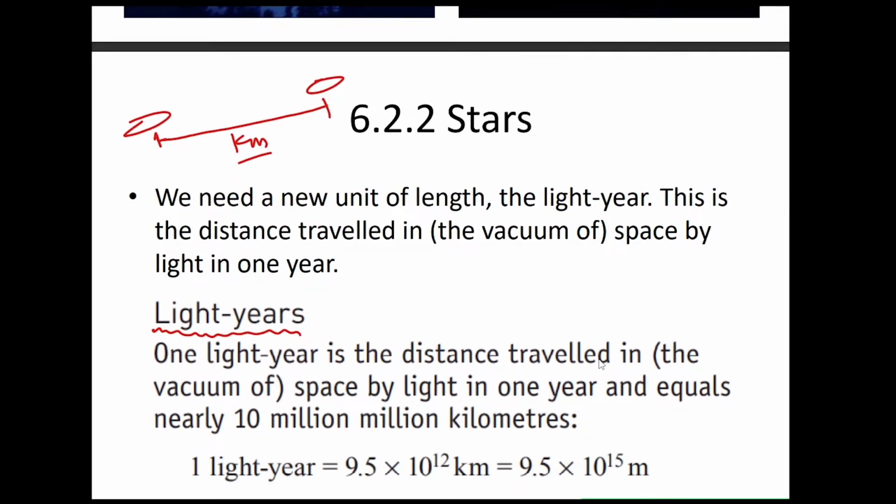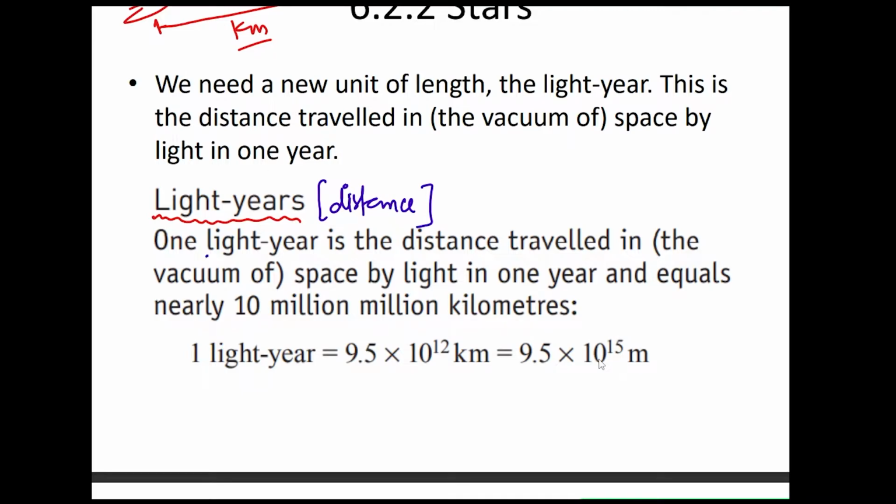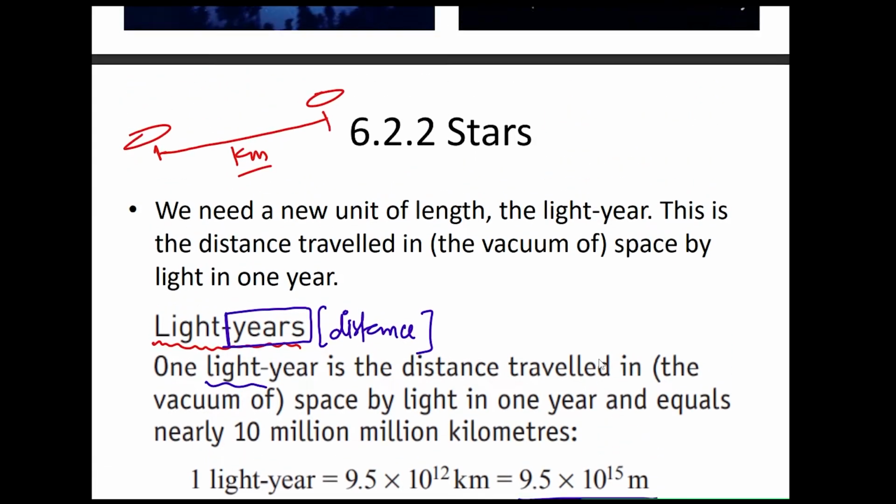Light year feels like it's some time. We are discussing time, but no. Light year is actually a quantity of distance. But how much distance? It says that if light itself keeps traveling for 1 year, the distance light would have covered would be equal to this quantity, which is an extremely large number.